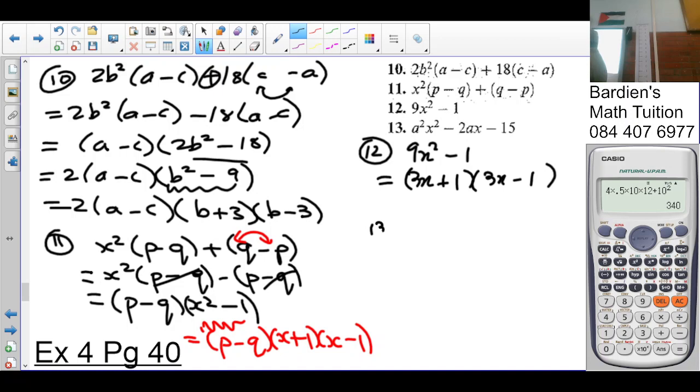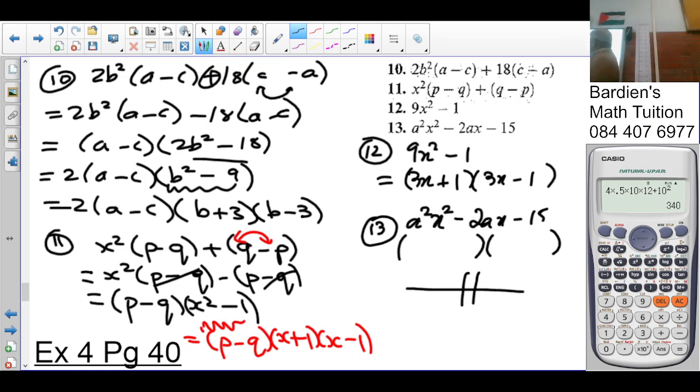Don't go any further. Let's look at number 30. You've got a squared x squared minus 2ax minus 15. Trinomial. What goes on the line? 1 and 1, 1 and 15, 3 and 5. Do we add or subtract? Subtract. 5 minus 3 is 2, and that's what we want.